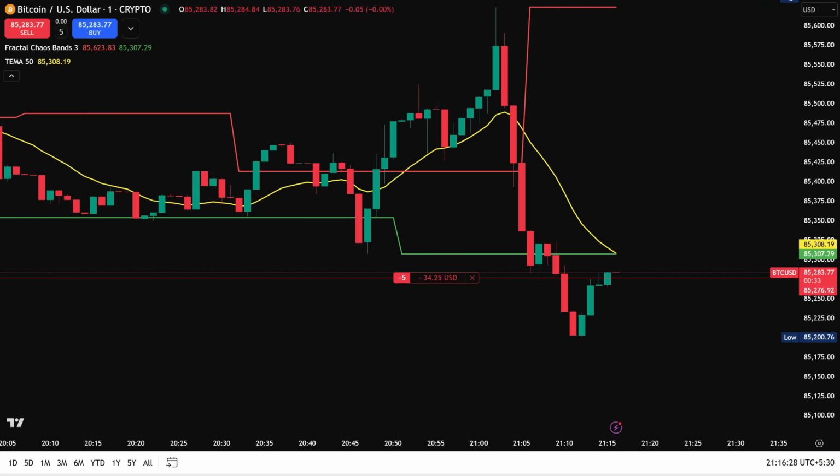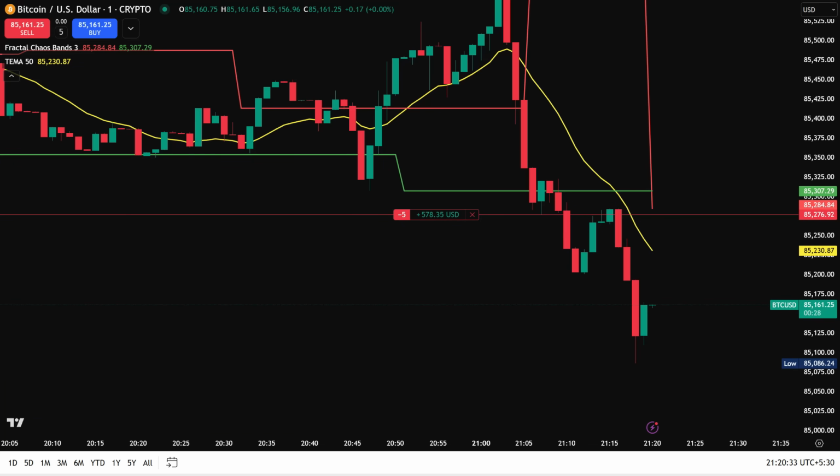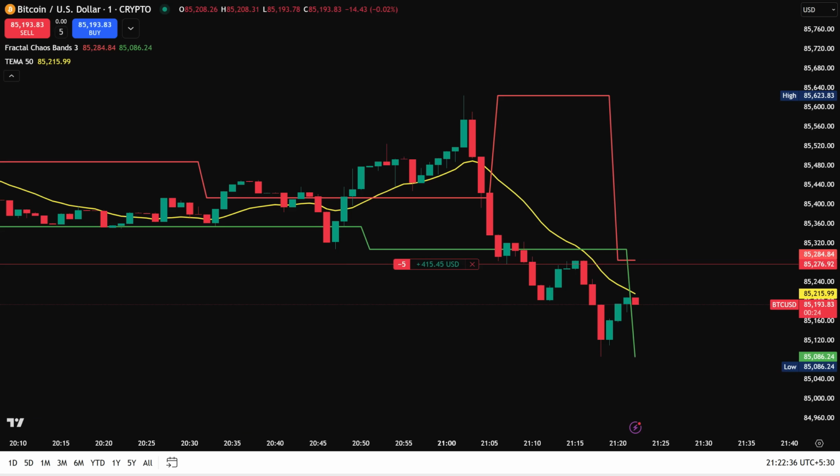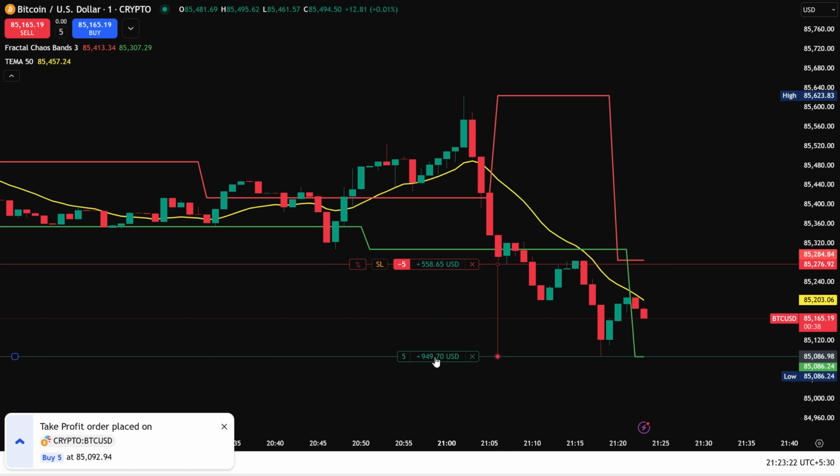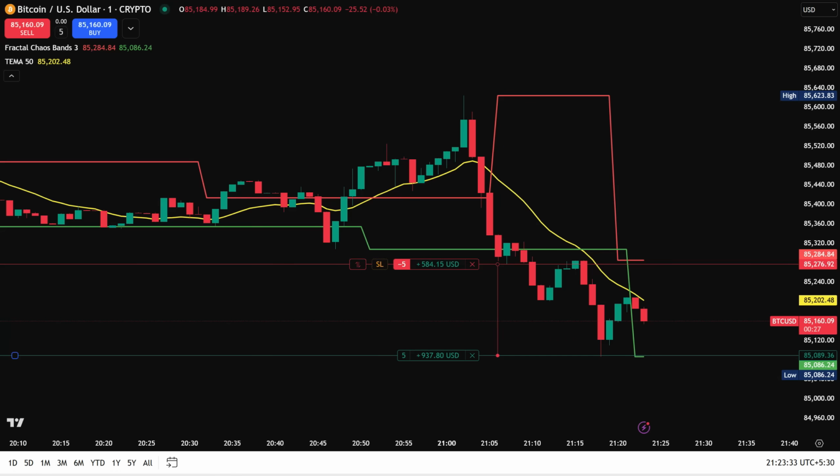Now let's talk about the exit strategy, because knowing when to get out is just as important as knowing when to get in. With this method, we generally have two clear exit points for a sell trade. The first option is to exit the trade when the price reaches the support line. That's our target profit level. The second option is to exit the trade when the price crosses back above the yellow TEMA line, which signals that the downtrend may be losing strength or possibly reversing.